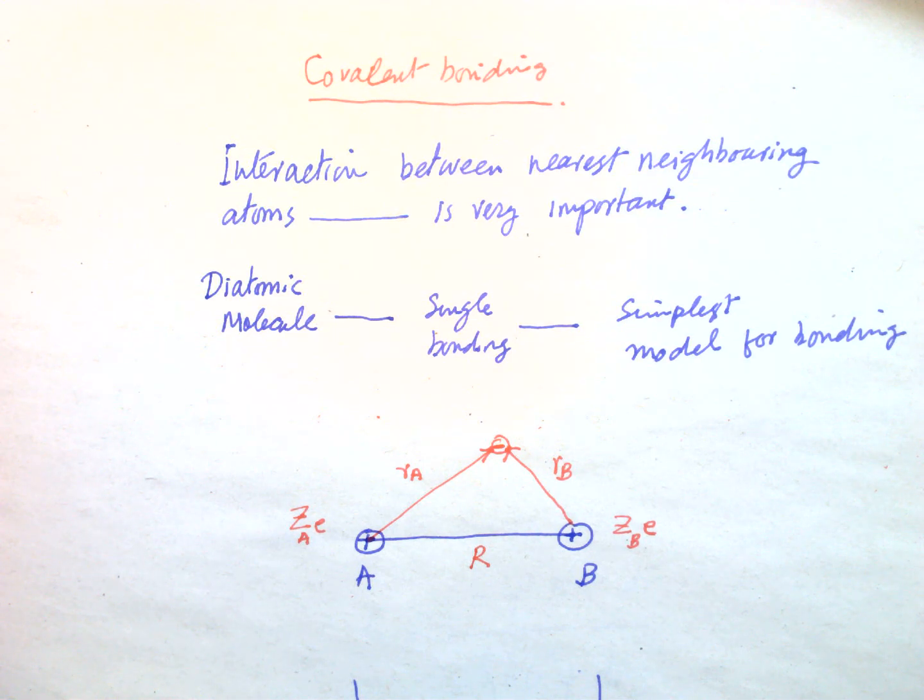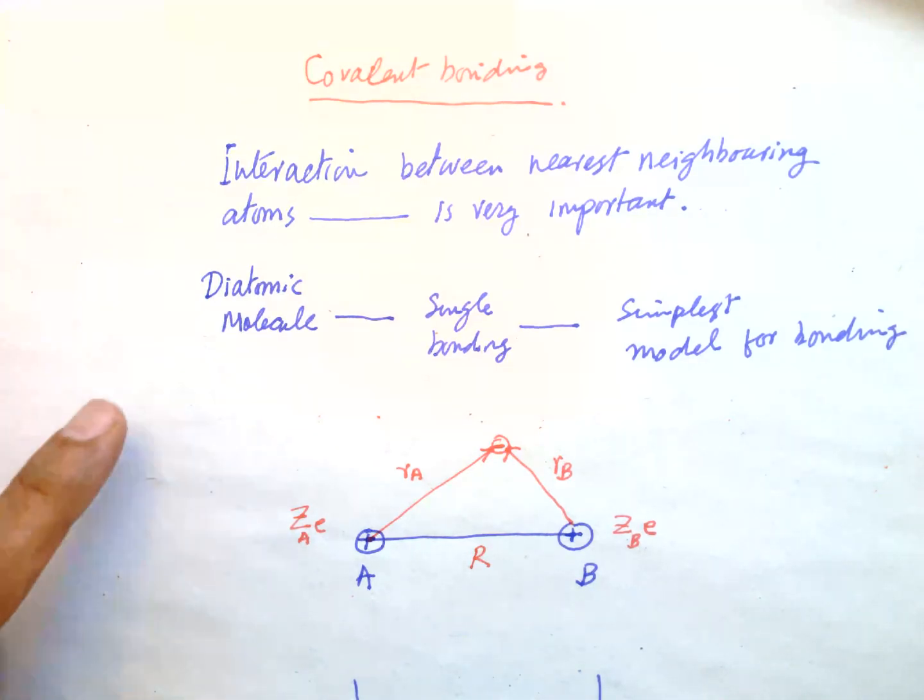Hello. So, covalent bonding. In this lecture, we will consider covalent bonding and its mathematical model. The covalent bonding is the interaction between nearest neighbor atoms, and this is very important in covalent bonding. And we consider a diatomic molecule, which is a simple model of covalent bonding.